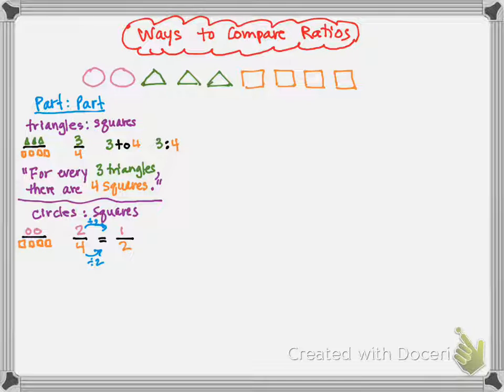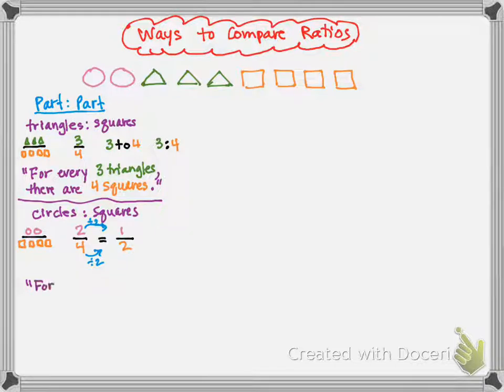2 divided by 2 is 1. 4 divided by 2 is 2. Okay? So, again, I could write this ratio with the word "to" or with a colon, but at this point, I'm good, and I'm going to write my explanation.